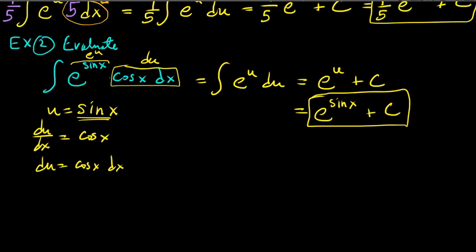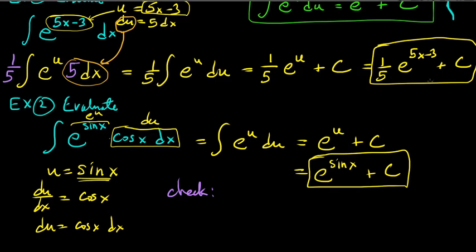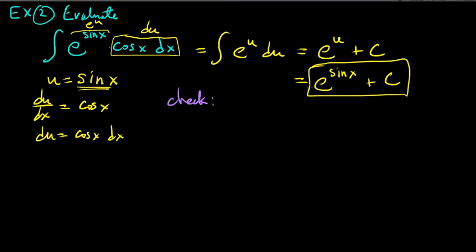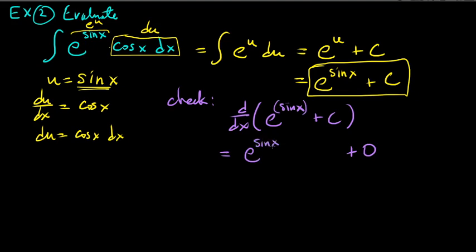Okay. Hey, we should check, right? We haven't been doing that. Well, we haven't done it enough, right? We should have done it here too, obviously. But let's check, right? If I take the derivative of e to the sine x, plus c is a constant, right? What do I get? Well, the derivative of c is 0 here, right? But what's the derivative of e to the sine x? Well, it's e to the sine x, right? And then don't forget the chain rule. We have to multiply by the derivative of the exponent, the derivative of sine x.